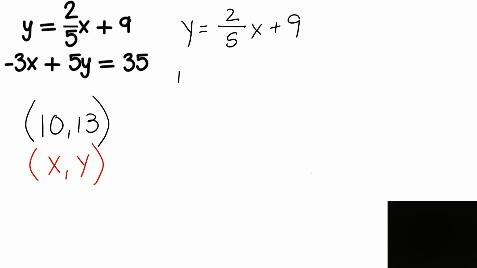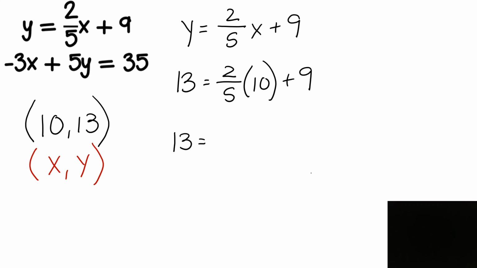Our y value is going to go out in front, 13. The 2/5 x value, 10, goes next, and then our plus 9 at the back. Using your calculator, solve. 2/5 times 10 would give you 4. And then 4 plus 9 would give you 13. Both sides match, so that's a correct answer.